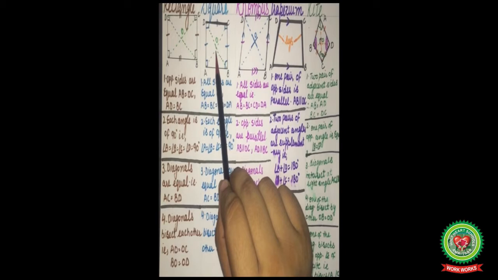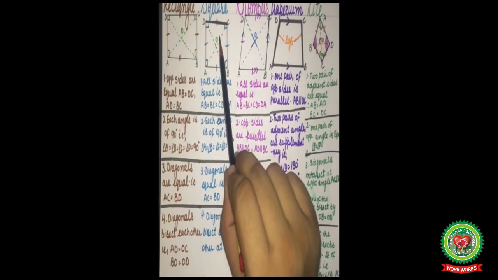And the diagonals are equal. That is, AC will be equal to BD. And the last one is that the diagonals bisect each other at 90 degrees. That is, AO will be equal to OC equal to OB equal to OD, and the angle between the diagonals is going to be 90 degrees.